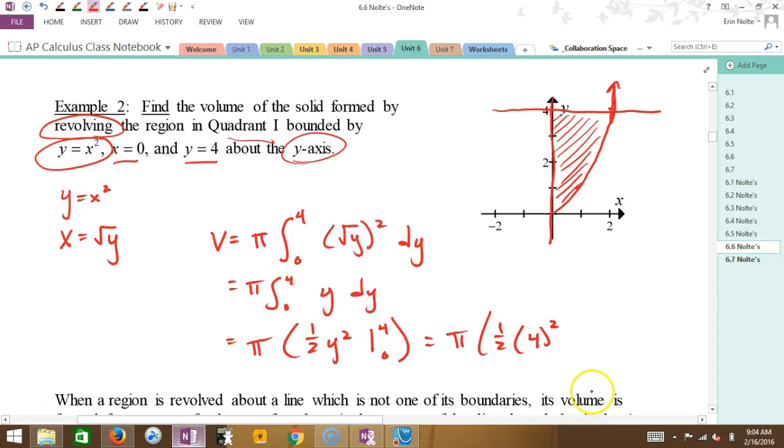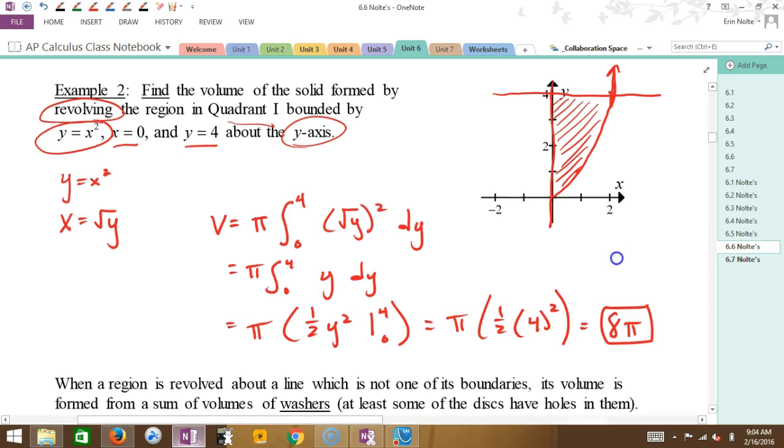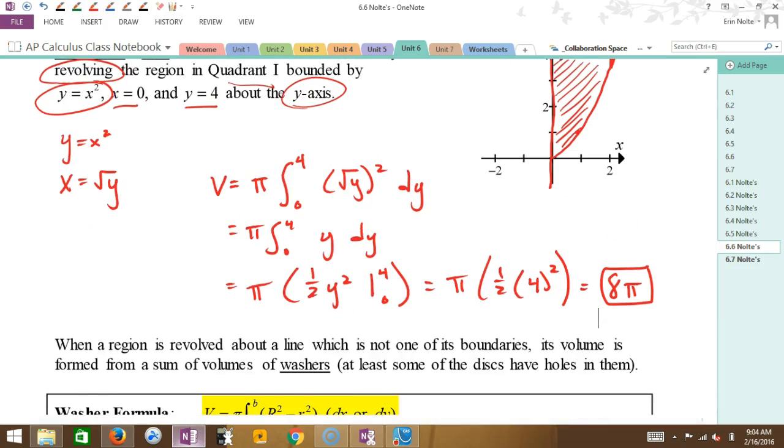And what happens when I put 0 into my y? What would I get out? 0. So I'm not going to say minus 0 if everybody's okay with that. Okay. So then if I simplify that, I have 4 squared, so that's 16, and half of 16 is 8. So we get an area of 8 pi. Or I should say a volume, excuse me, not area. Everybody okay with that one?